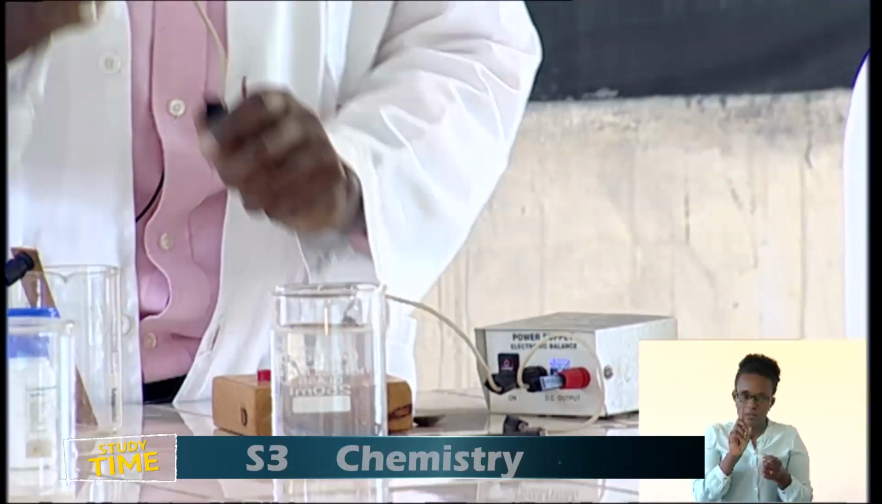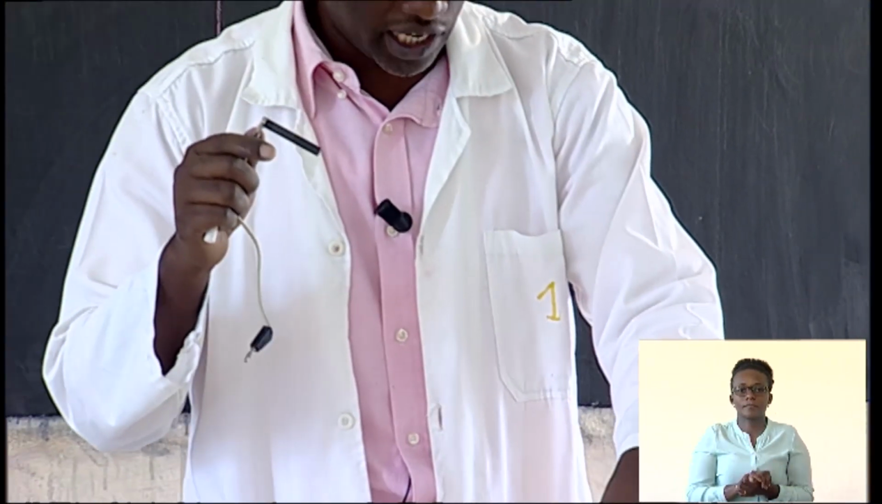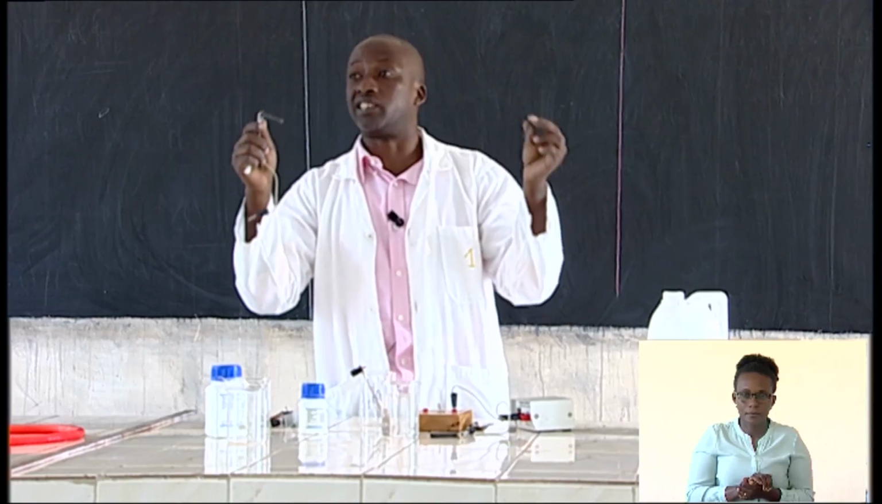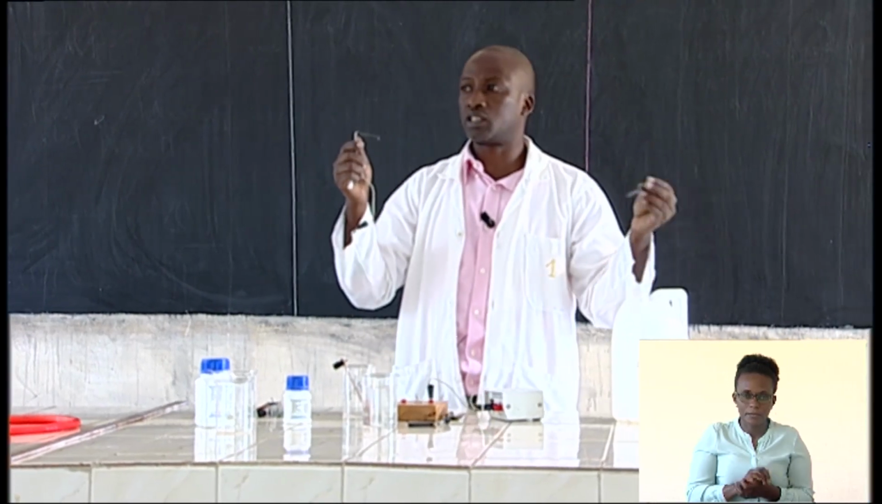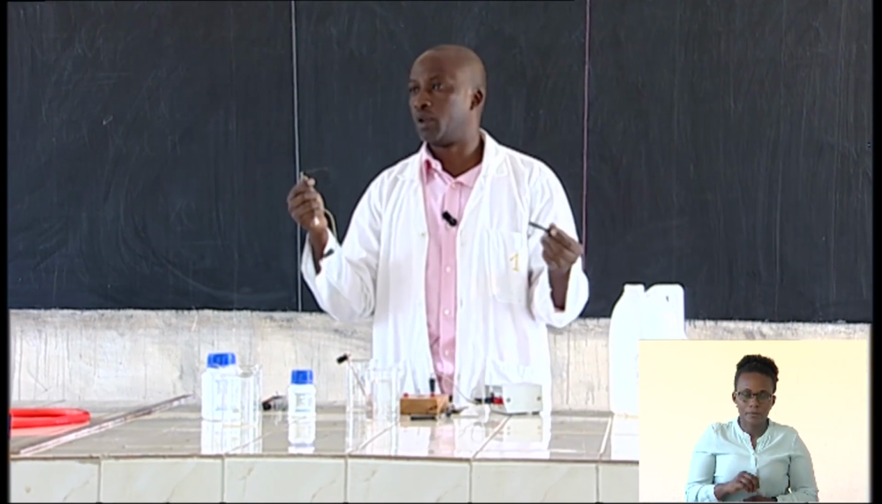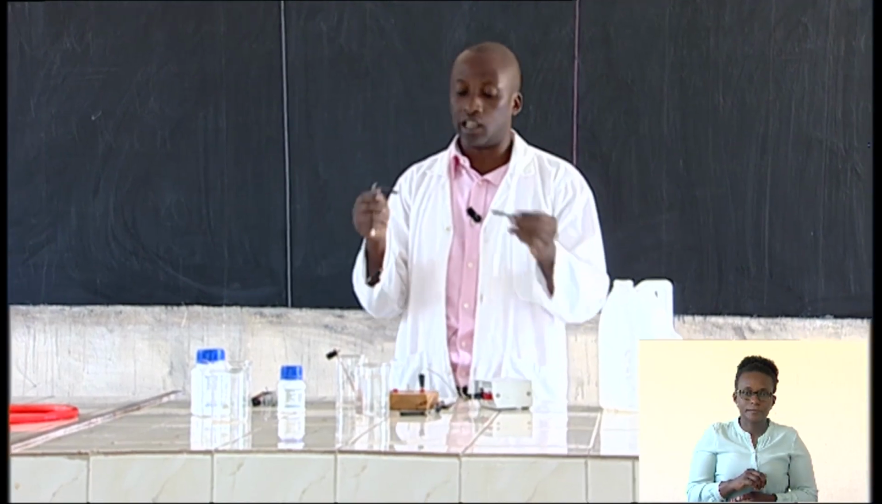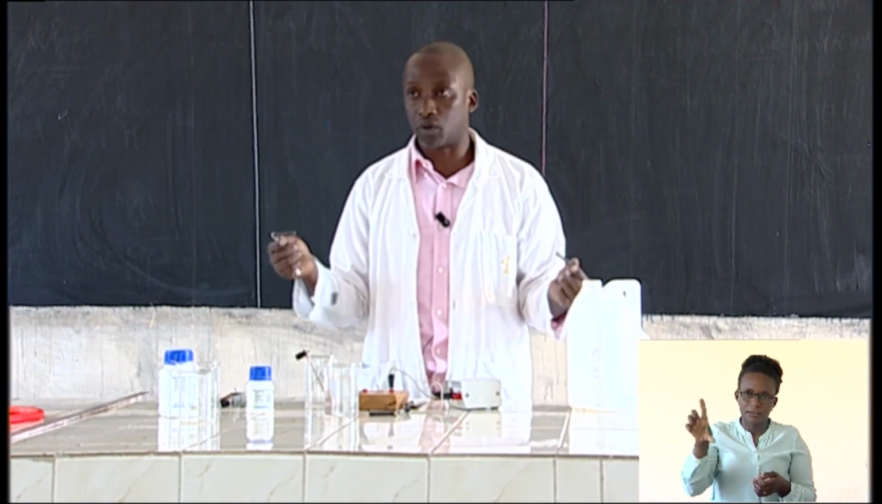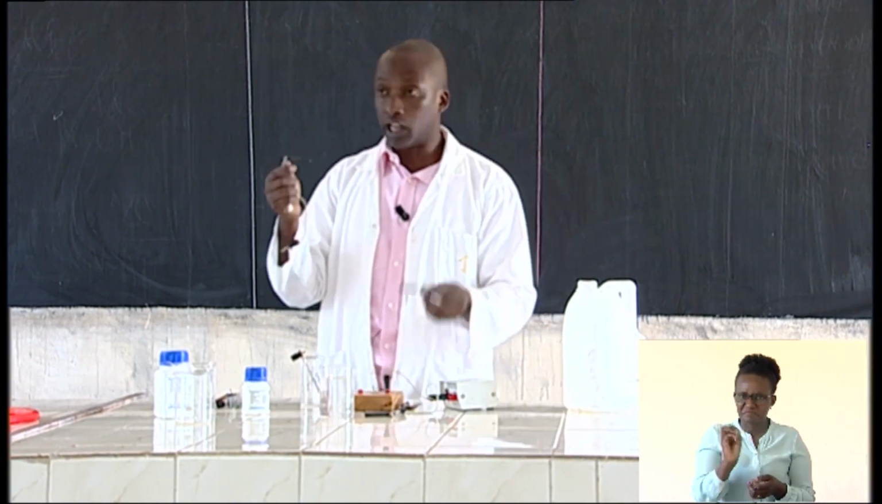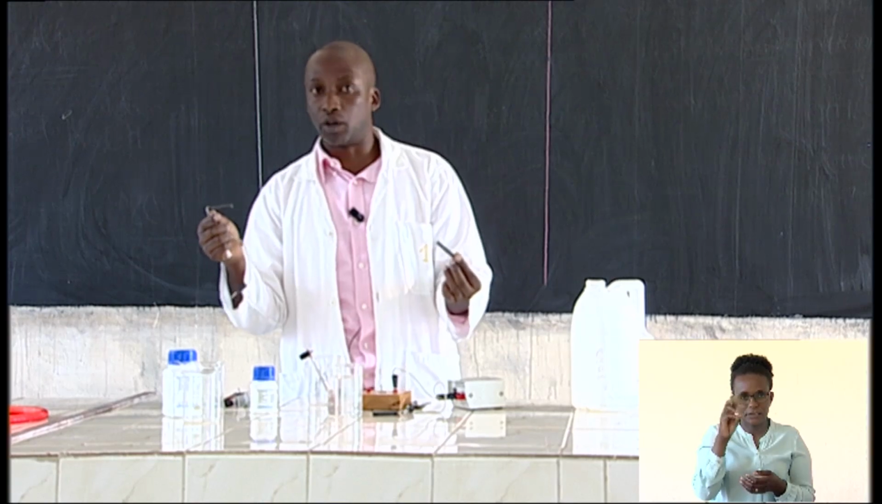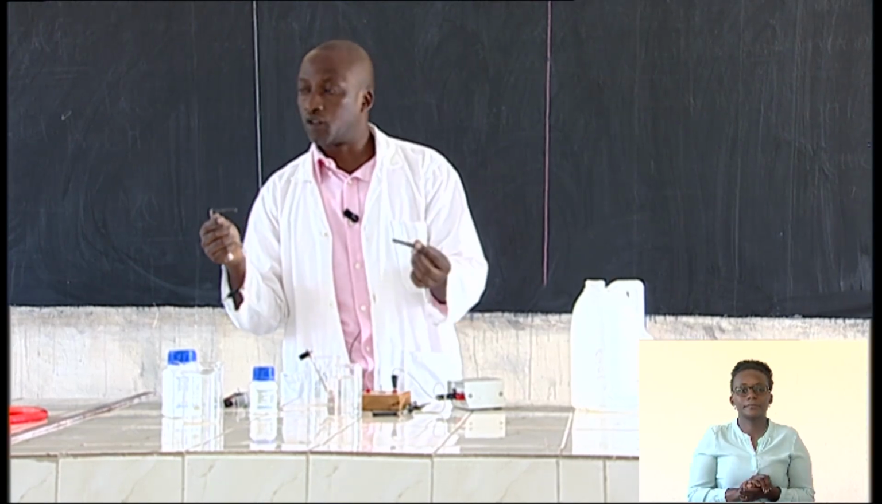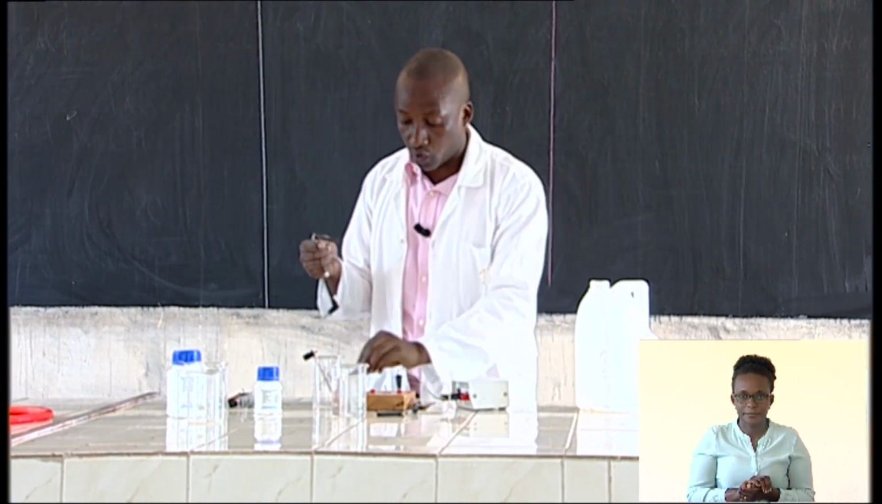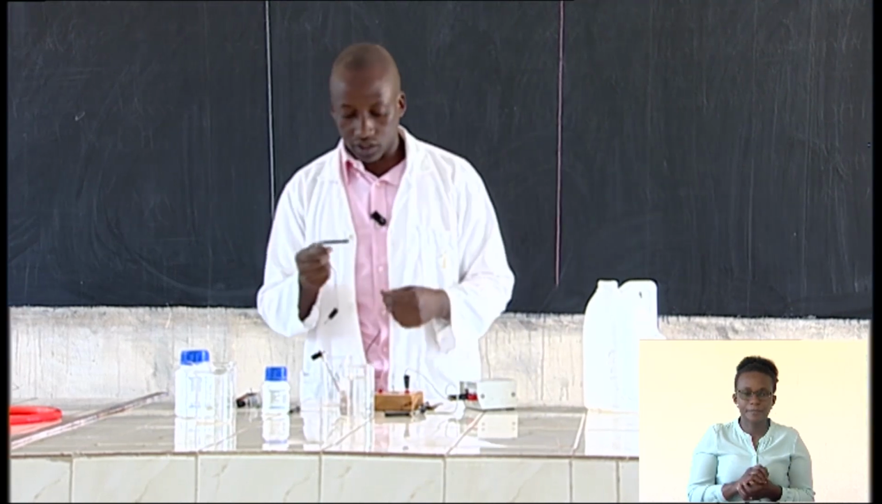This is one of the electrodes. I've just got these from the dry cells. You don't need to buy the electrodes. Once you have used up dry cells, you can get them from there. These are the electrodes which I just got from the dry cells, and they can be used. These electrodes are made of carbon, which is graphite, because they can conduct electric current.